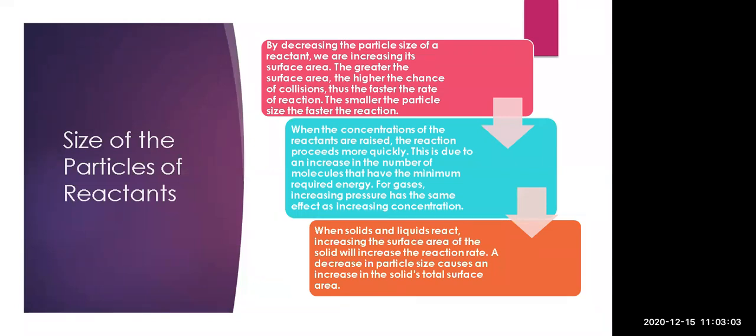Why? Because higher particle sizes have high bond strength and it is difficult to break them easily. So it takes some time to break that. It is not easy to break the bonds of highly solid form structures or big size particles, you can say. Then a decrease in the particle size causes an increase in the solid's total surface area.